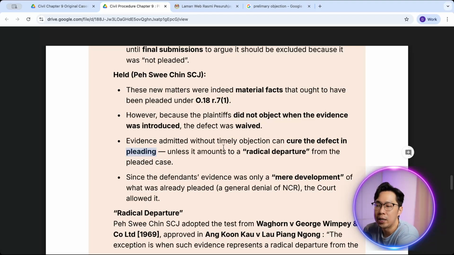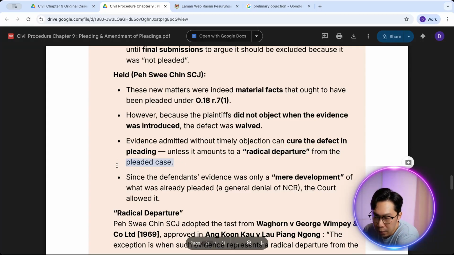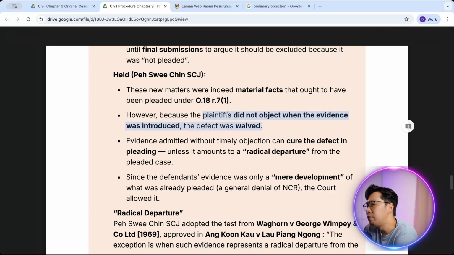However, there is also one exception. If the evidence the defendant raised amounts to a radical departure from the pleaded case, even if it's not pleaded, and it was raised, the plaintiff didn't object, and argued on it, the plaintiff still cannot later say that because we argued already, so you cannot object. Because what the defendant is raising here is a radical departure.